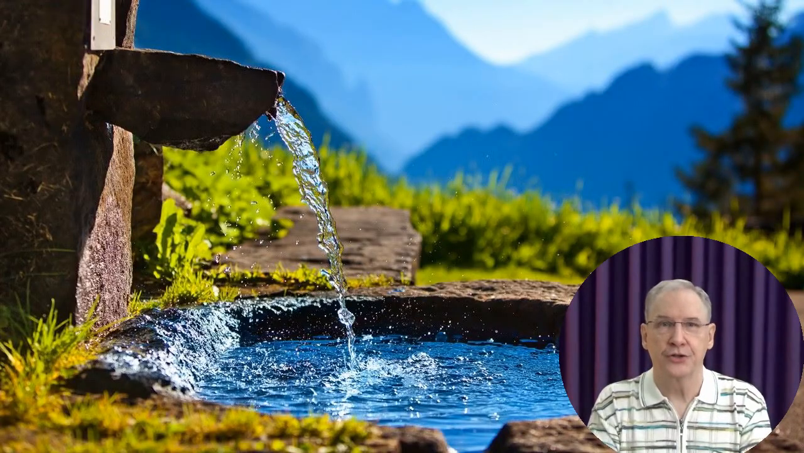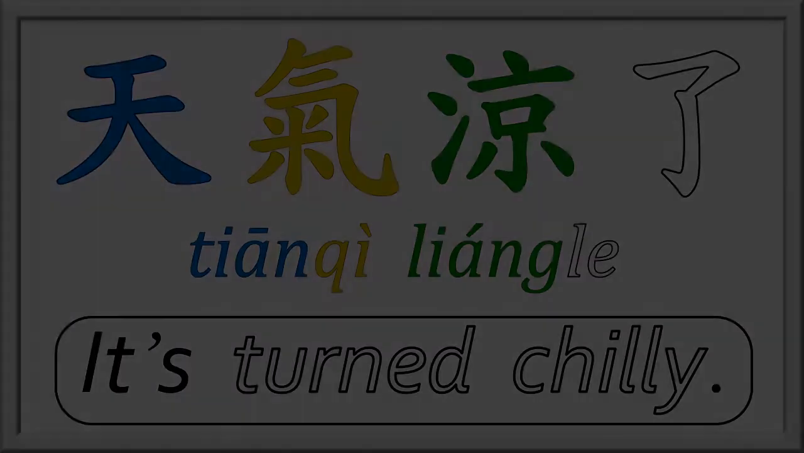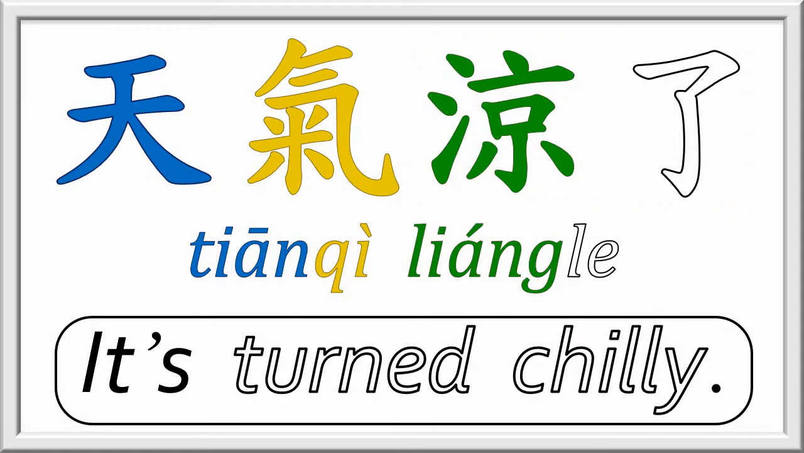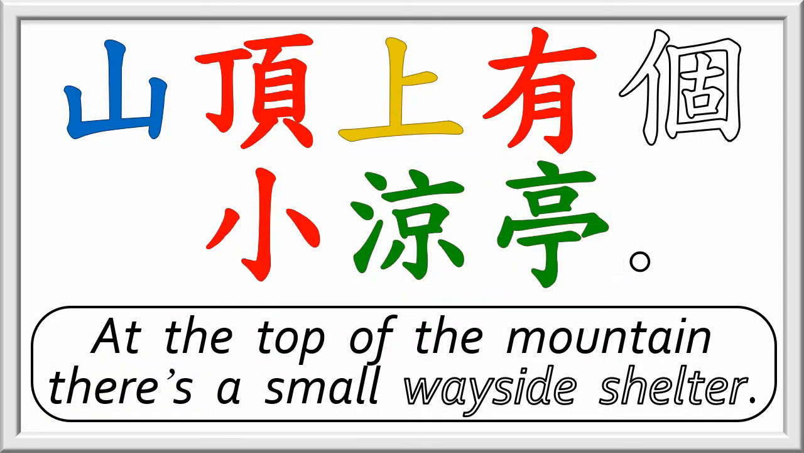This new character, liang, contains the water radical, while jing refers to a high up on a hill or mountain, where a watchtower or fortified city would normally be built, and where the water is cool. The meaning of 凉, 天气凉了, the weather has turned chilly, so you'd best take your jacket. 山顶上有个小凉亭, there's a small wayside shelter at the top of the mountain. And food can become cold or be served cold, as in these two examples.